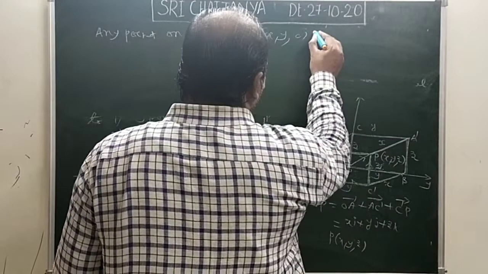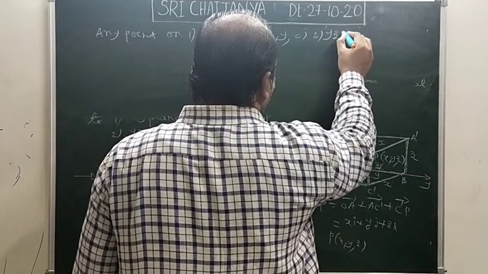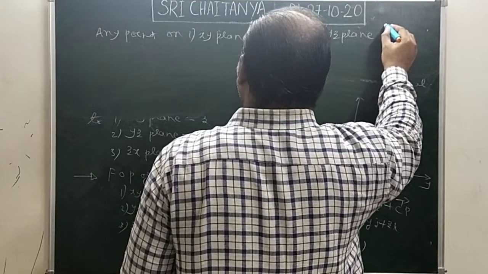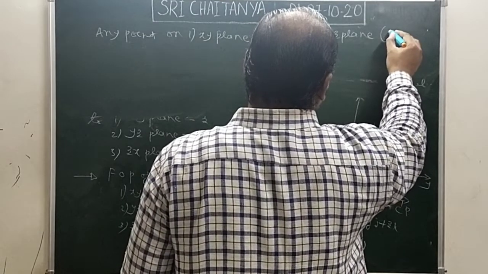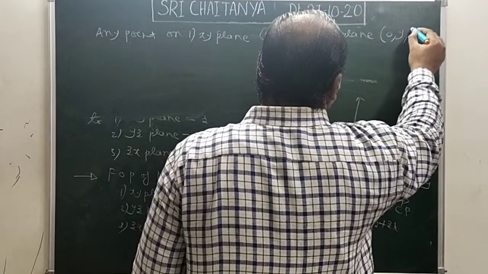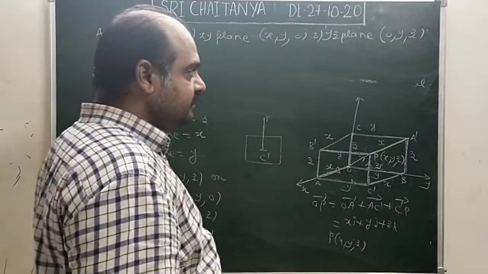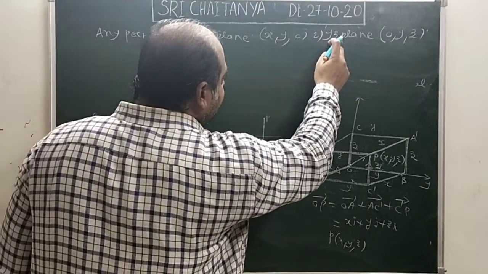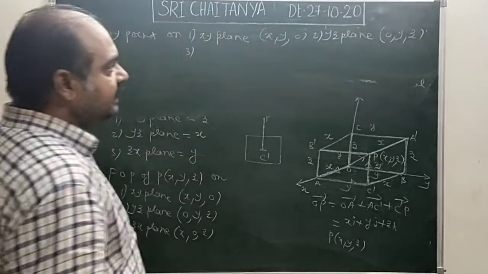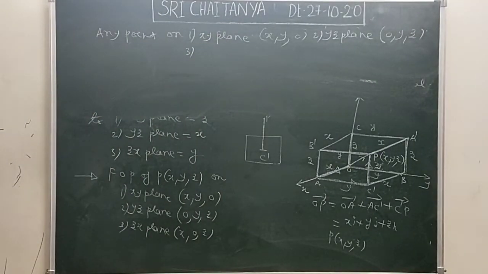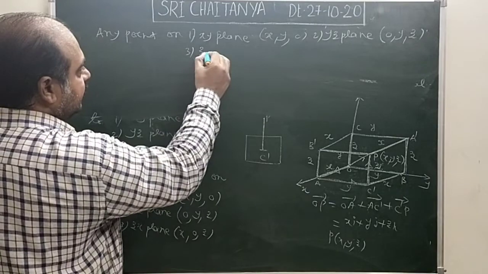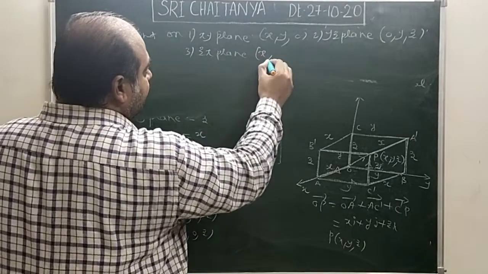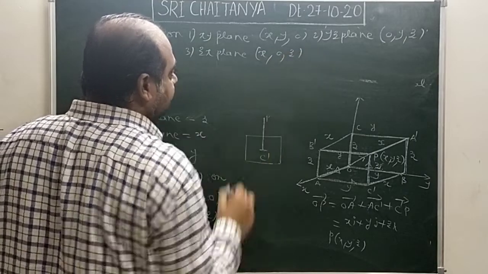Similarly, a point on the YZ plane will have X coordinate 0, because in the YZ plane only the Y coordinate and Z coordinate will be there. There won't be any X coordinate. Similarly, any point on the ZX plane will be of the form X comma 0 comma Z.